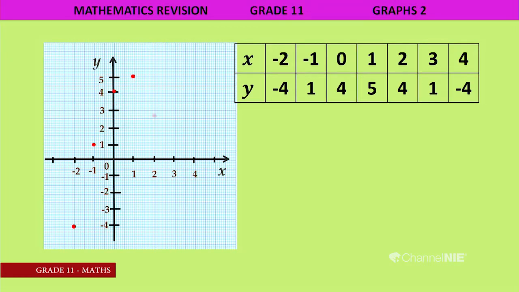Next one 1, 5. Next one 2, 4. The x coordinate is 3, the y coordinate is 1. The x coordinate is 4, y is minus 4. Now we have completed the curved line graph. Smooth curve. This is a maximum curve.